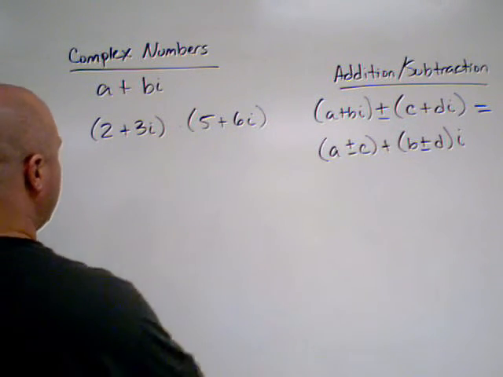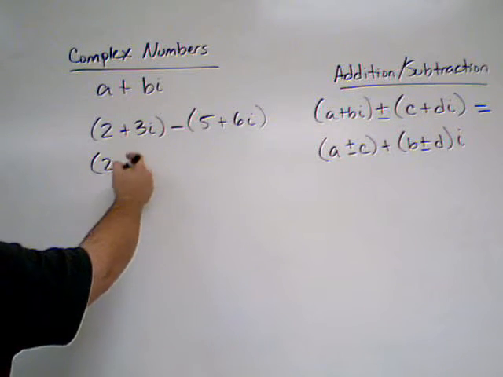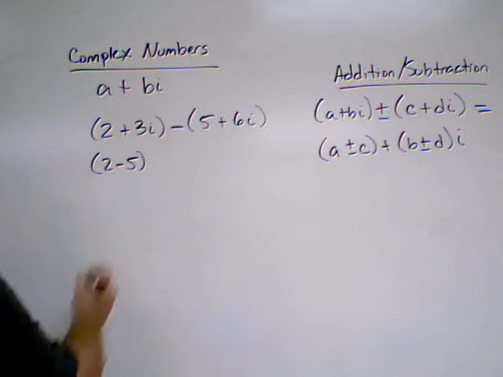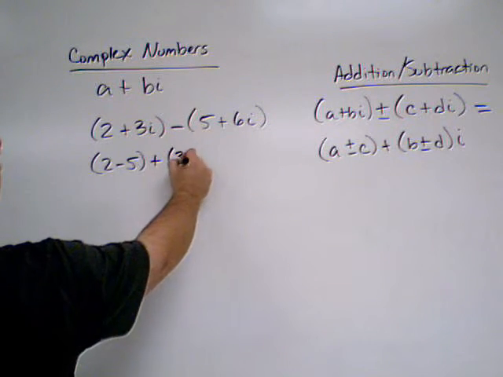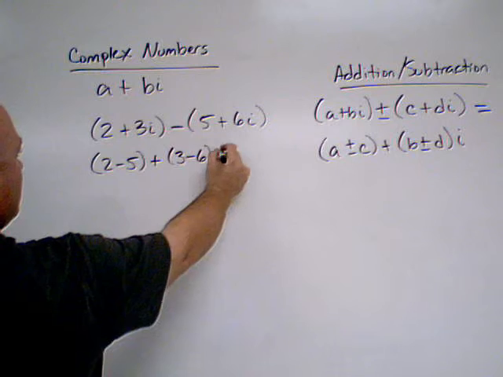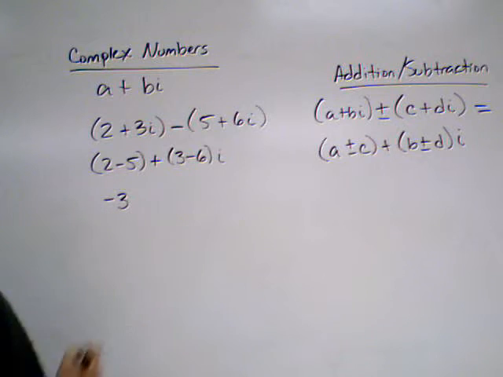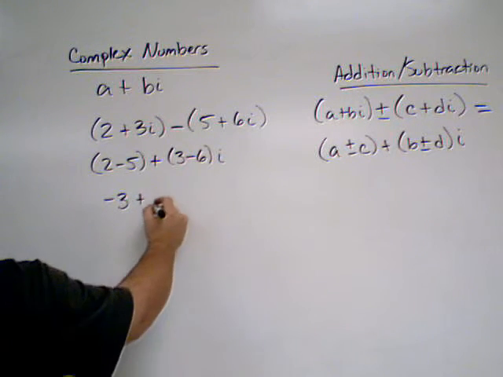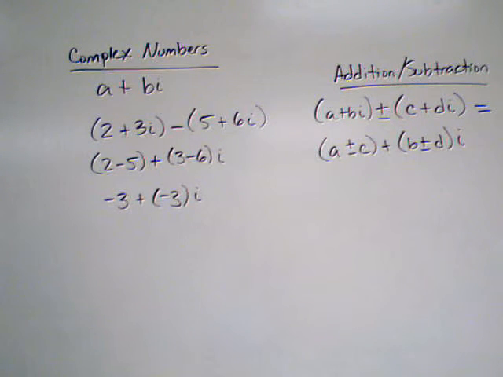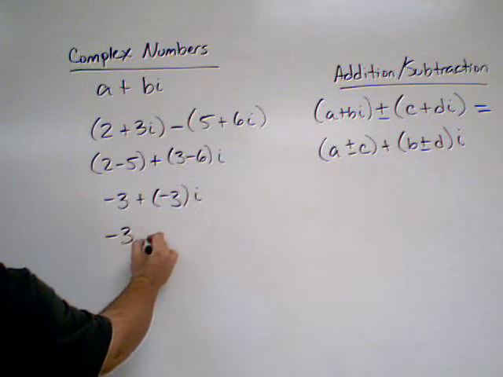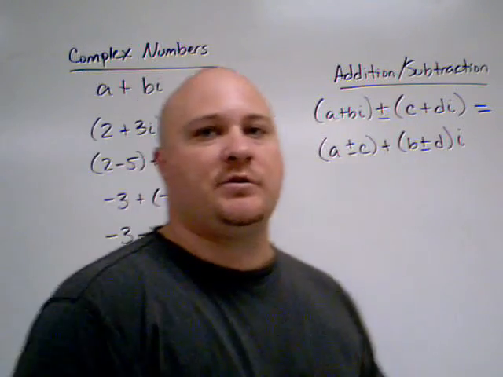Okay, all we do is change the sign. The process works the same way. We're going to take our real components, 2 and 5 that we're subtracting this time, plus our imaginary component. So we have 3 minus 6 times i. Alright, now we simplify. 2 minus 5 is negative 3. 3 minus 6 is also negative 3 times i. Now we can make this look better. So negative 3 minus 3i.